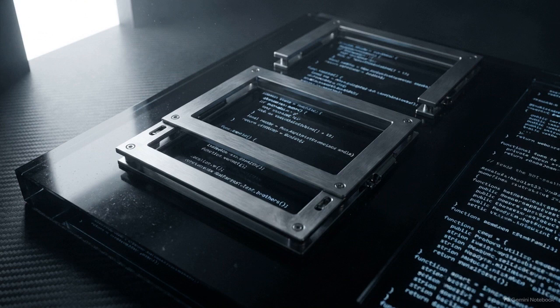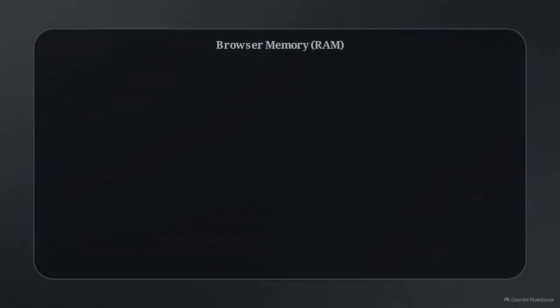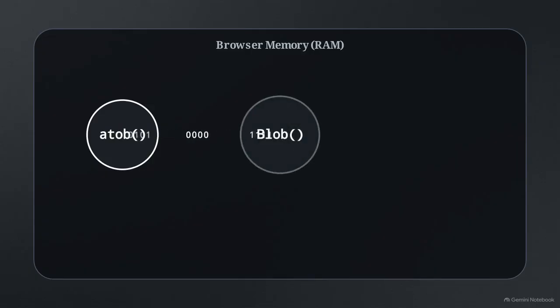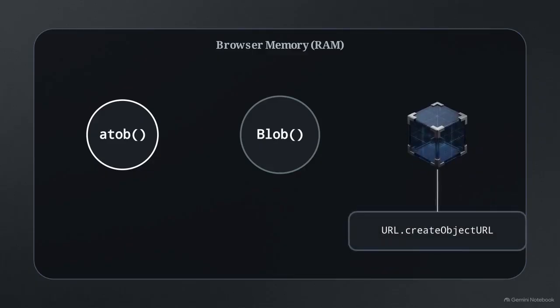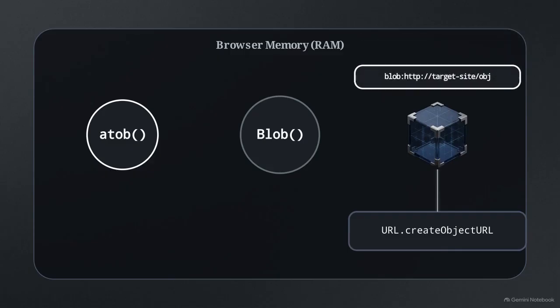To identify this assembly mechanism, an analyst must recognize 3 core JavaScript APIs hidden inside the HTML code. It starts with the atob function. This node graph shows atob decoding embedded base64 text into raw bytes. Next, the Blob API takes those bytes, constructing an in-memory file object. Third, URL.createObjectURL generates a temporary URL prefixed with Blob, pointing directly to that hovering object.